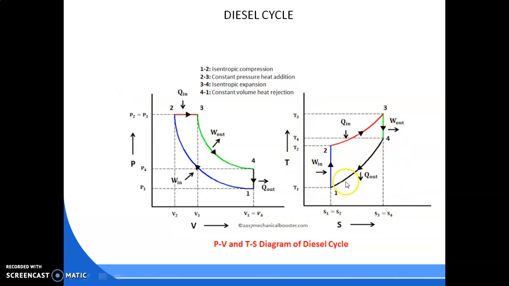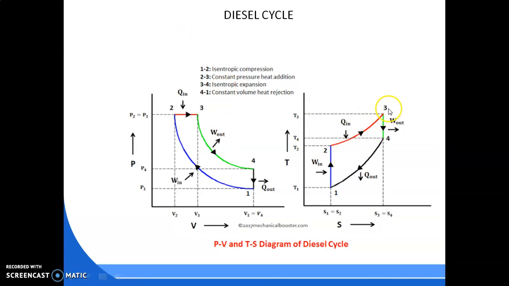So if I draw the TS diagram, 1 to 2 isentropic means entropy must be equal, S1 is equal to S2. Compression means temperature increases from T1 to T2. Clear? Then 2 to 3 is your constant pressure heat addition. This is the way to represent constant pressure or constant volume here. But the slope of the constant volume line will be more than that of the constant pressure line, if you consider both diagrams.